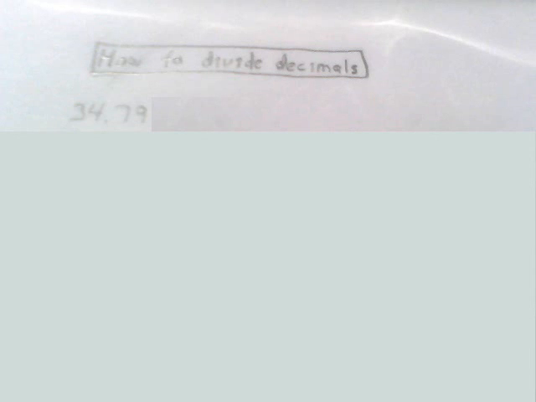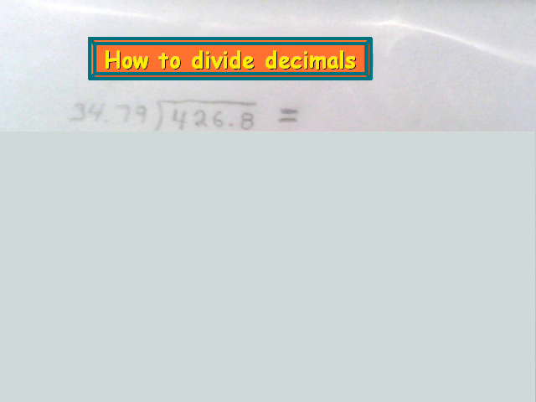In front of us we have the equation 34.79 divided into 426.8, and we want to know what exactly that is equal to. Well, to start off, we're going to take the decimal places and move them over a couple spaces until the number on the left becomes a whole number, so we're dividing with a whole number. So we go ahead and do that, and we write this new equation below here. We have 3,479 divided into 42,680. We want to know what exactly that is equal to.